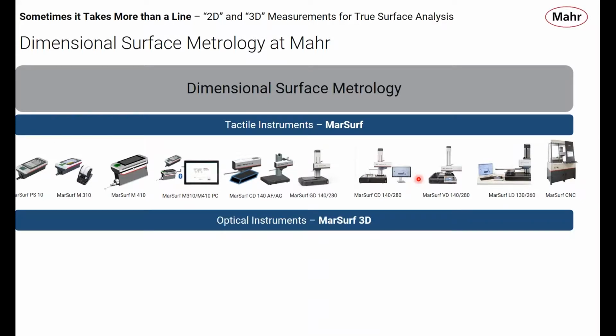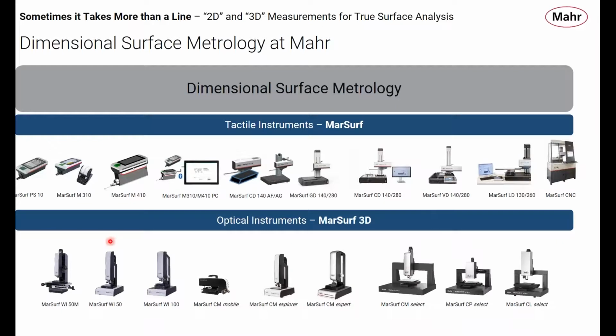My product line are optical instruments. It's the MarSurf 3D product line. And even inside of this product line, we have a pretty wide range of products, everything from interference microscopes to a handheld confocal microscope, a portable confocal microscope, up through larger multi-axis CNC tools using either a microscope or a point sensor or a line sensor. So in this subset of dimensional surface metrology at Mahr, we have a very large range of tools that we can use.